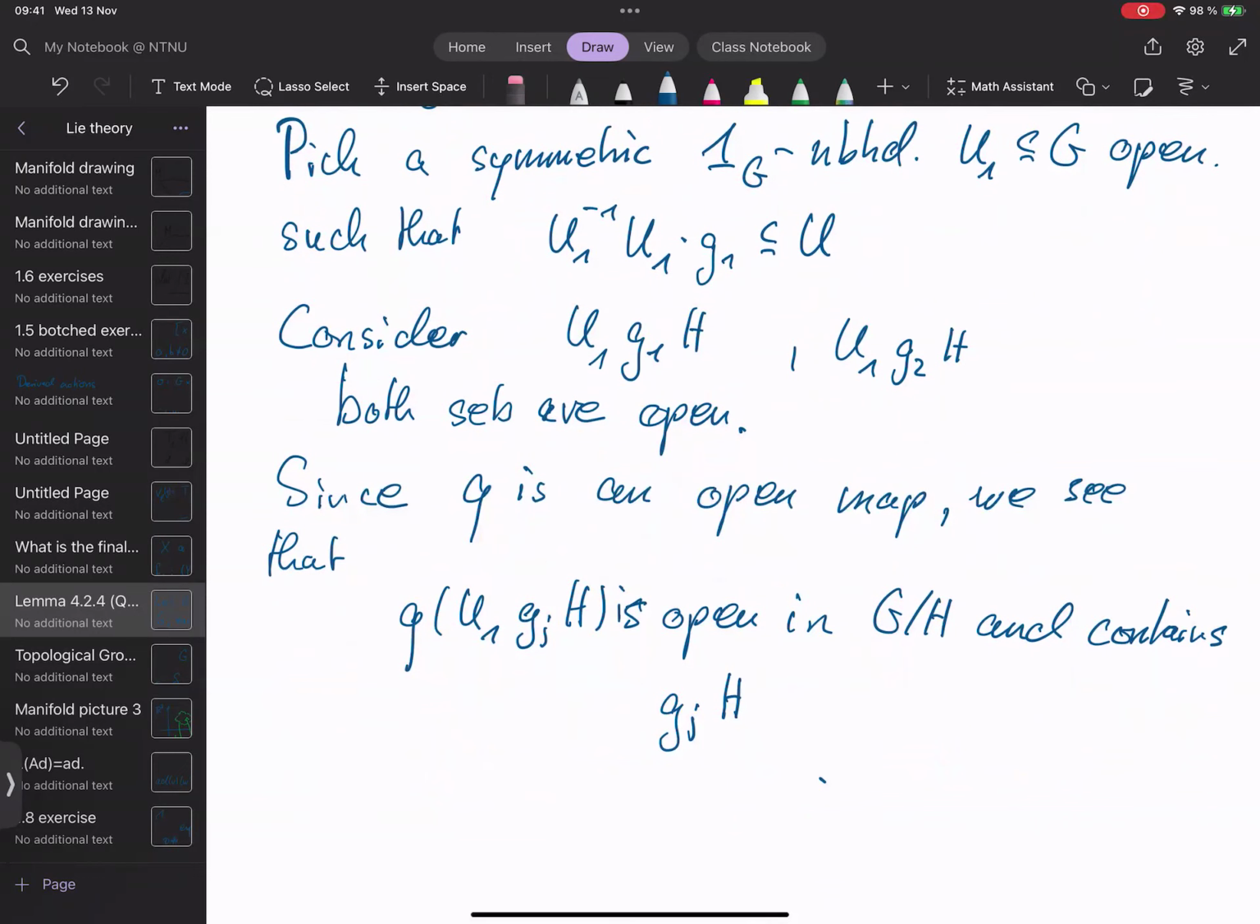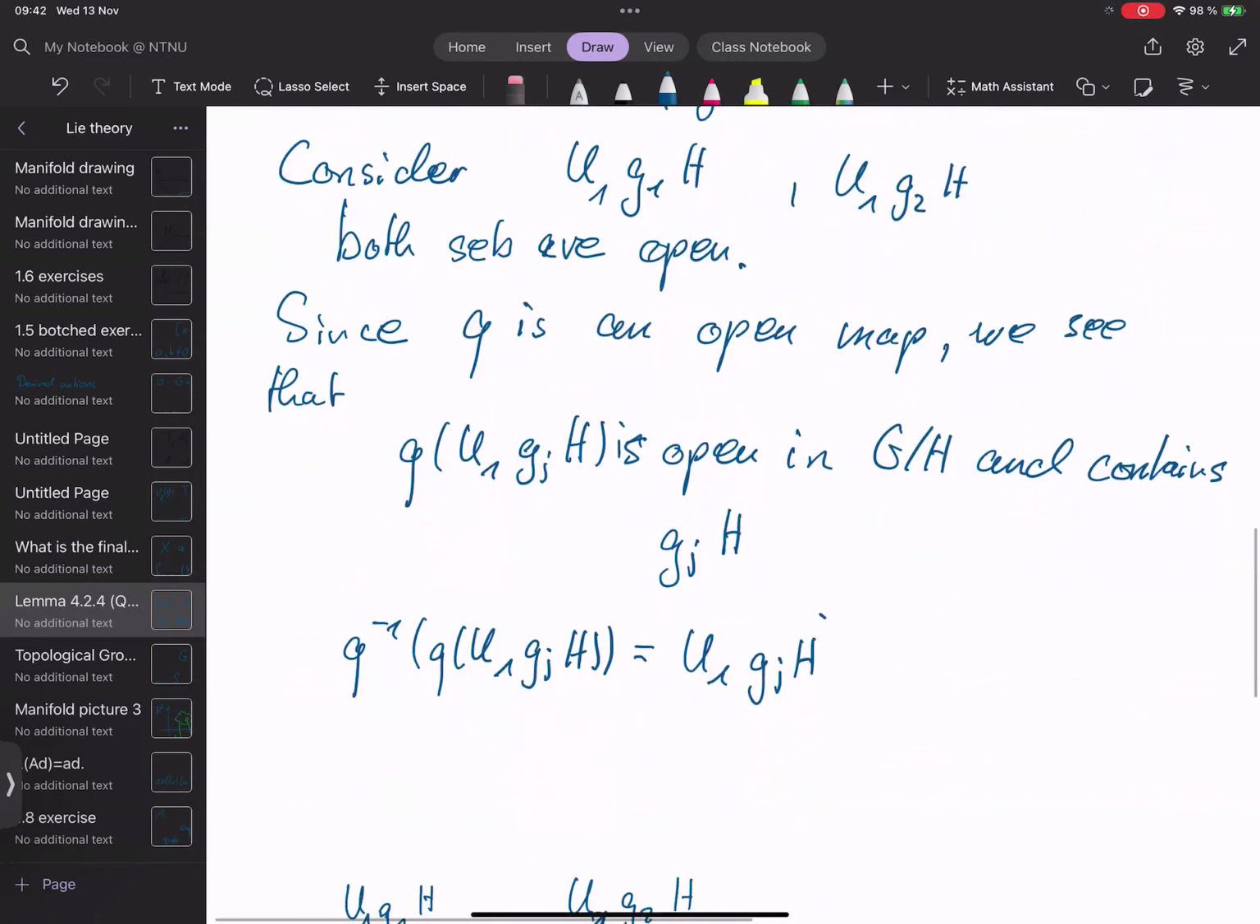Okay, and if we take the preimage of this open subset, because those already contain all the cosets, we get back the set we started with by definition of the quotient map. What we want to see now is that the intersection of U1 G1 H and U1 G2 H is empty.